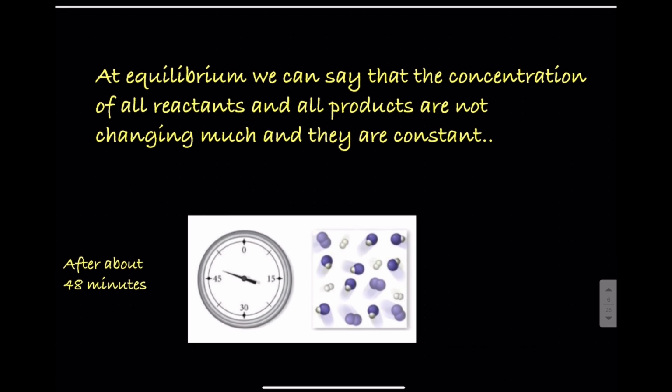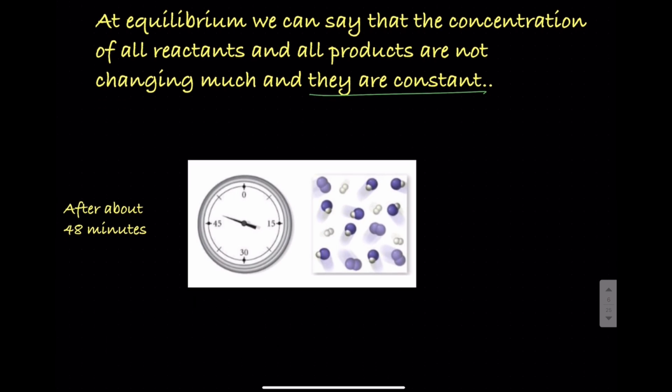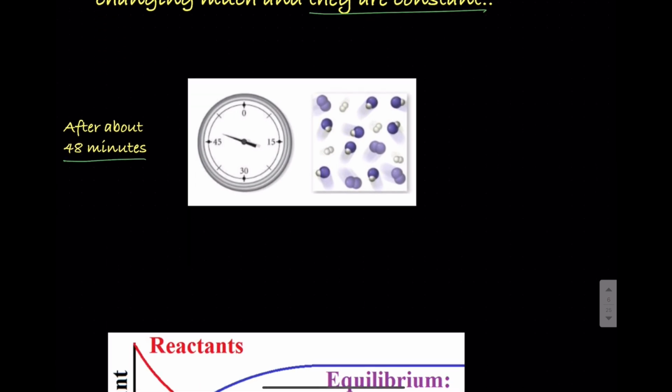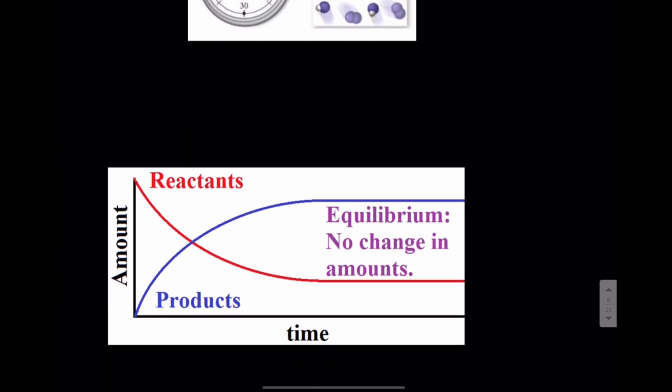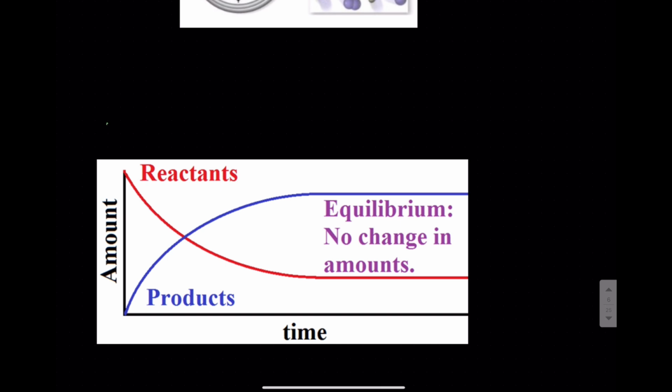So just to reiterate, at equilibrium, the concentrations of all the reactants and all the products are not changing much, and they can be considered constant. So this is what we had after about 48 minutes, the concentration of products and reactants. If you were to plot the concentration along the y-axis and the time along the x-axis, we can say that somewhere around here, the system attained equilibrium.